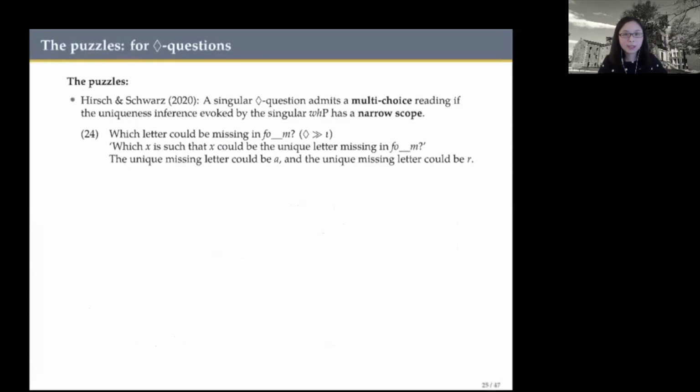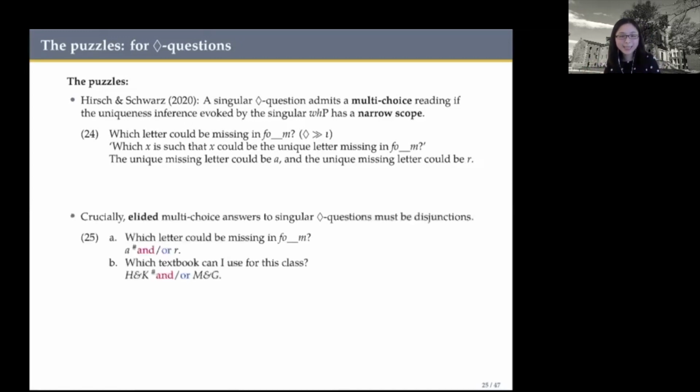These are just background. Now coming back to the puzzles. Hirsch and Schwarz observed that a singular diamond question admits a multi-choice reading if the uniqueness inference invoked by the singular Debye phrase has a narrow scope. In 24, which letter could be missing in FO_M? This question can be understood as: which X is such that X could be the unique letter missing in FO_M. And this question can be responded to by providing two options. The unique missing letter could be A, and the unique missing letter could be R. Here, this example considers full answers.